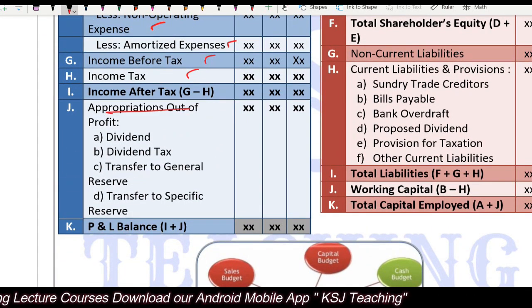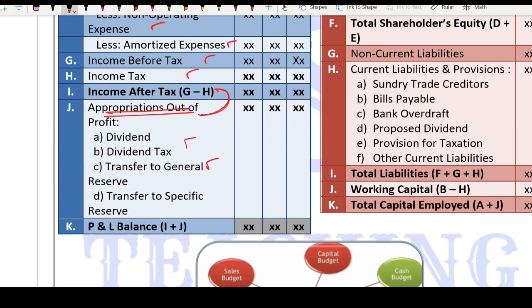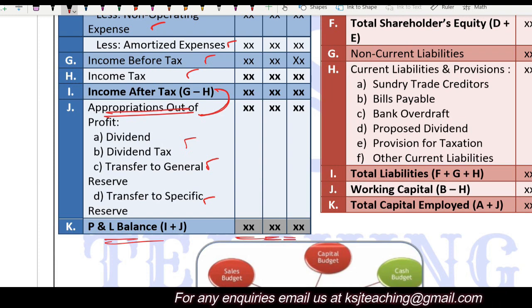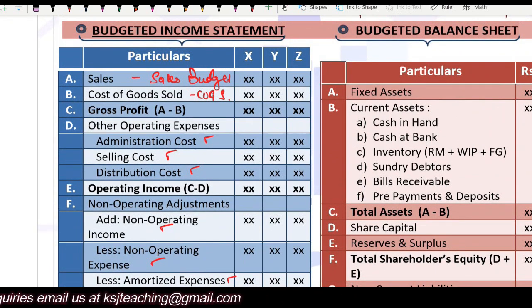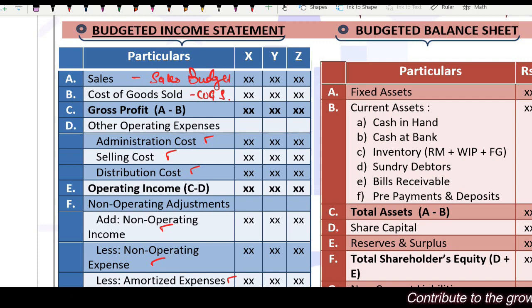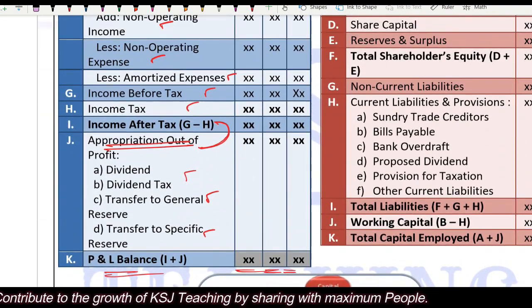After that, the appropriations out of the taxes, right? Whatever income is left after the taxes, you will appropriate out of that. The dividends are paid, transfer to general reserve, transfer to specific reserves, and the final is the profit and loss balance after all the appropriations, right? So this is basically a simple income statement that we have been preparing, that is, sales minus cost of goods sold will give you gross profit, minus the administration expenses, selling expenses, and all those expenses will give you the profit, less taxes to be paid on the income, right? And whatever is left, you appropriate out of it and you get the profit and loss balance, right?